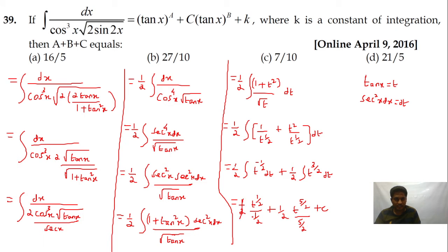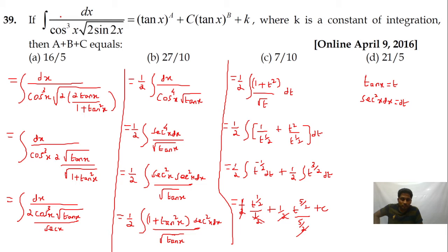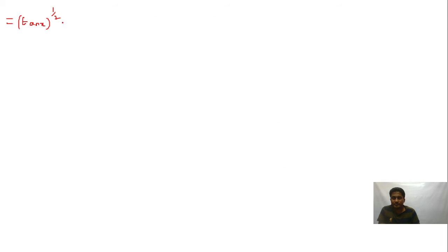I'm going to cancel this half and half. This 2 will cancel with 2. If I substitute the value of t, this will be equal to tan x. t is equal to t to the power half, no? So this is root tan x. Both are same. Let me just check. Yeah. So I will write this as tan x to the power of half only. So t is equal to tan x, so this becomes tan x to the power of 1 by 2, plus 1 upon 5 tan x to the power of 5 by 2, and plus c.